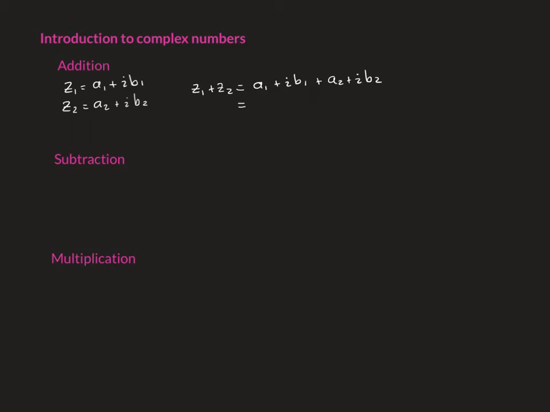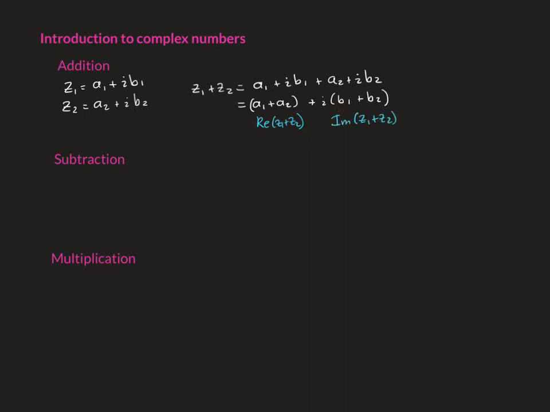So a1 and a2 don't have i, and b1 and b2 do have i, so I can put them together, taking i out as common factor, so that the real part of the sum is going to be the sum of the real parts, and the imaginary part of the sum is the sum of the imaginary parts.